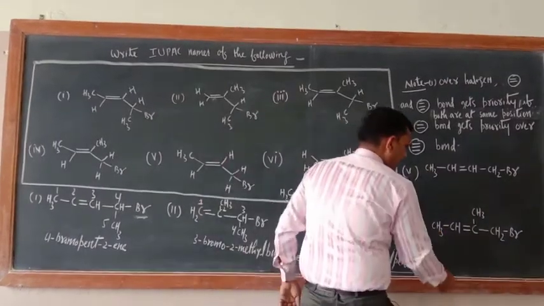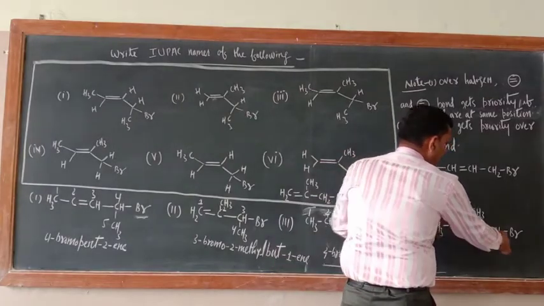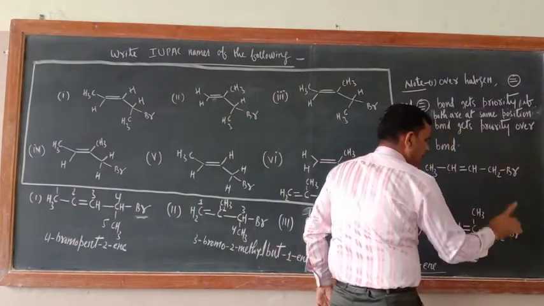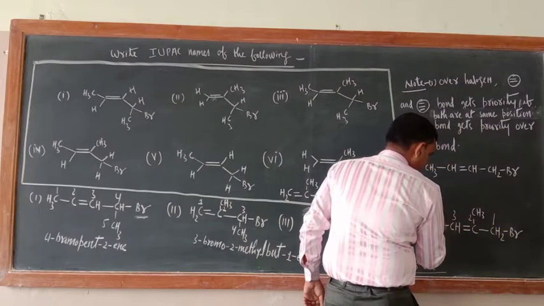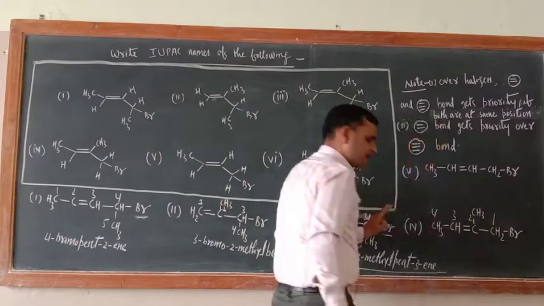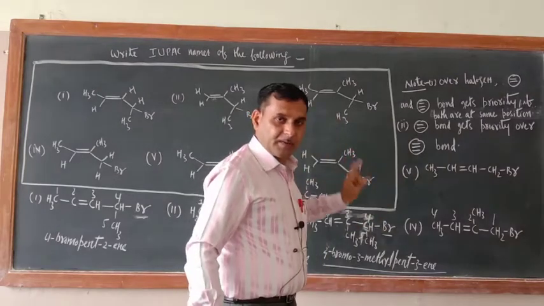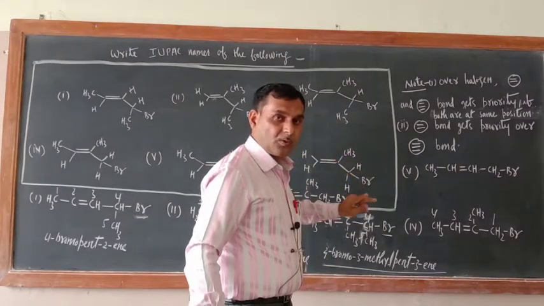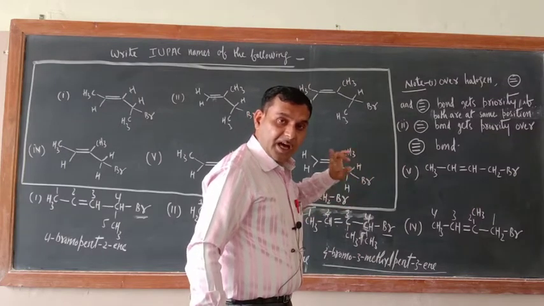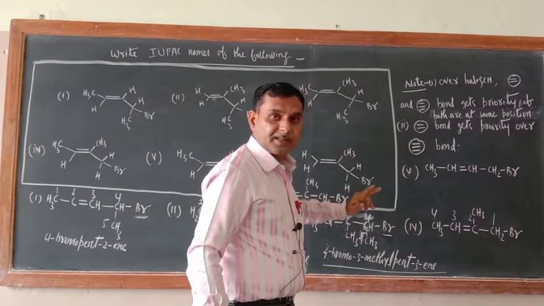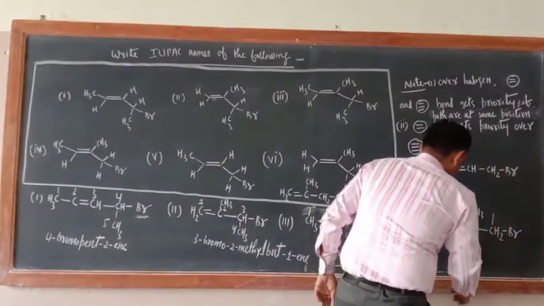Now it is very simple. Just see. Here double bond and halogen are not at the same position. So halogen will get the priority. 1, 2, 3, 4. Okay. Try to understand. If halogen and double bond are at the same position, then only double bond will get the priority. If they are in unequal positions, then halogen will get the priority. Remember.